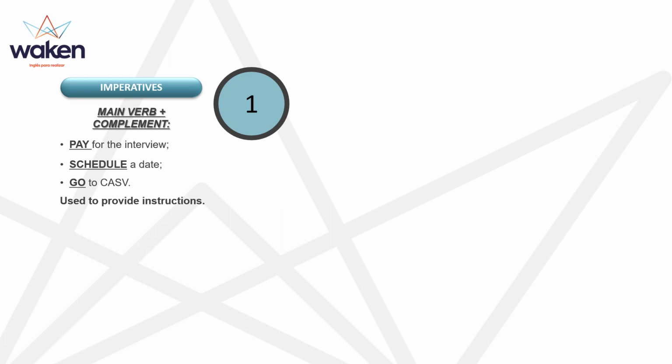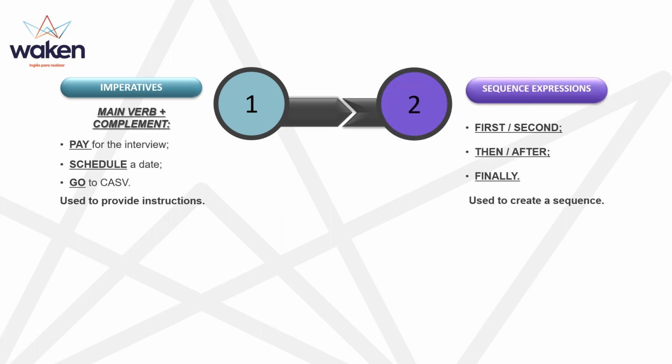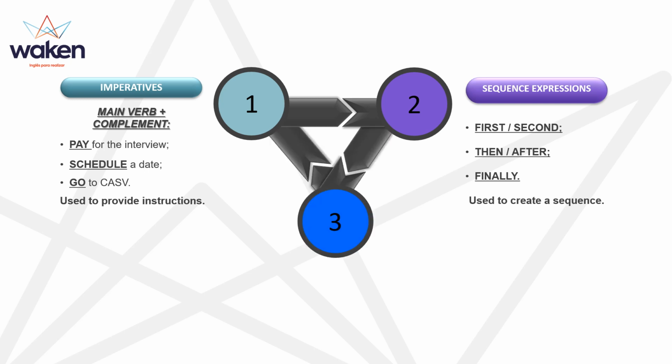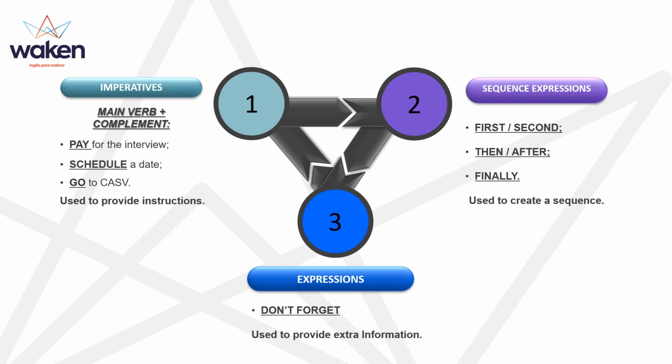Imperatives are used to provide instructions. Second aspect is sequence expressions. We used first, second, then, after, finally. These expressions are used to create a sequence. And last but not least, we have other expressions like don't forget, which is used to provide extra information.